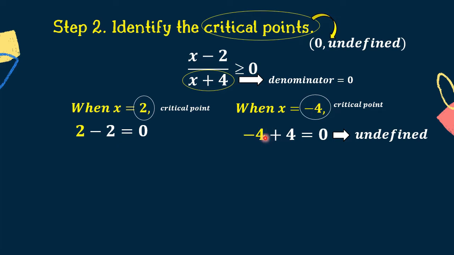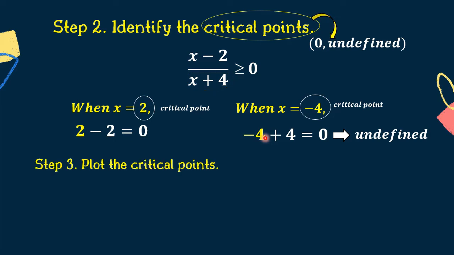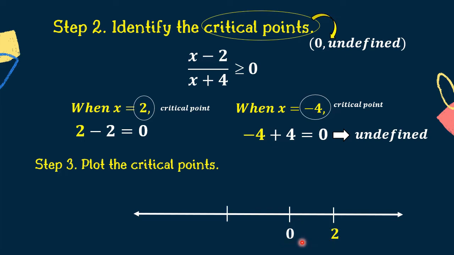So after identifying the critical points, you're going to plot the critical points. So again, in plotting critical points, you have to draw a number line and identify on the number line the critical points. So if this is 0, your positive 2 is to the right of 0, and your negative 4 is to the left of 0. So again, important reminder, we will use an open circle if the point is not included.